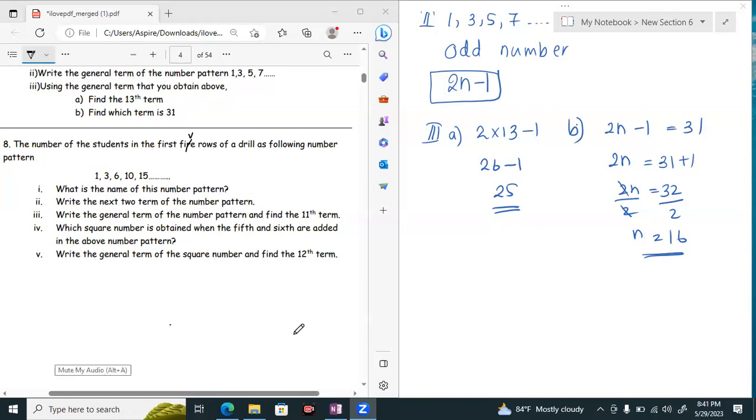What is the name of this number pattern? 1, 3, 6, 10, 15. Yes, they are triangular number patterns.